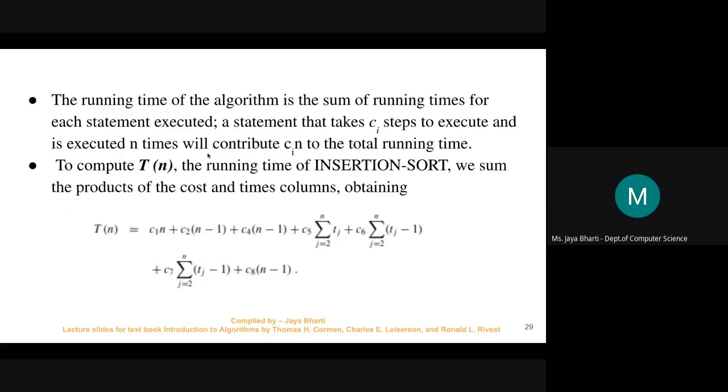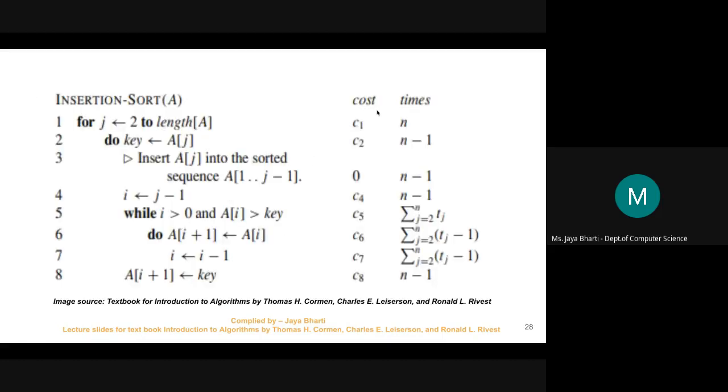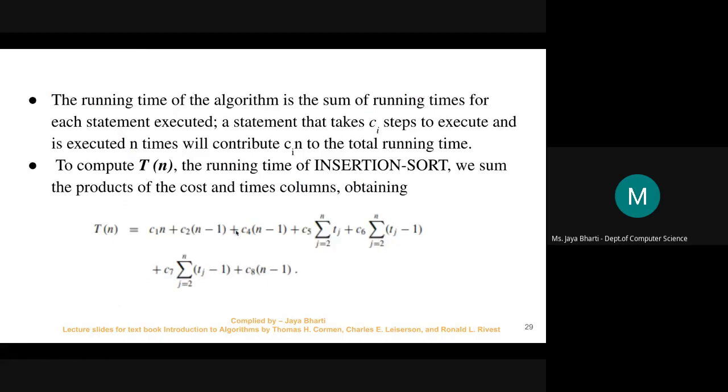Okay. So to compute the time complexity T(n), the running time of insertion sort, we sum the product of the cost and times columns. You need to multiply these two, then add all these: c1 n plus c2 (n minus 1), and so on. When you add all these values, it will be the time complexity for the insertion sort.